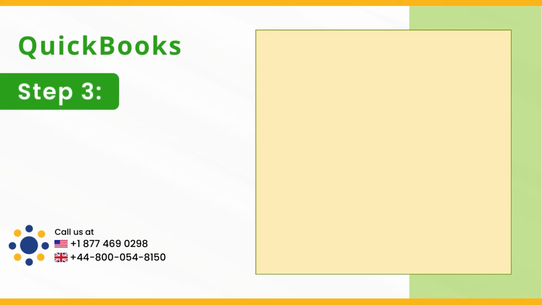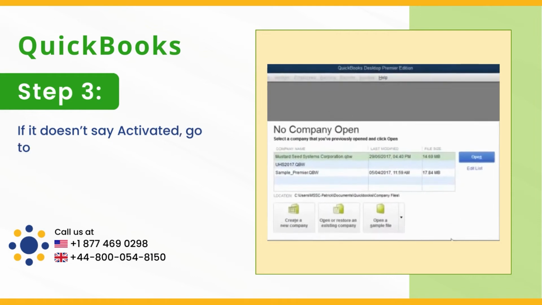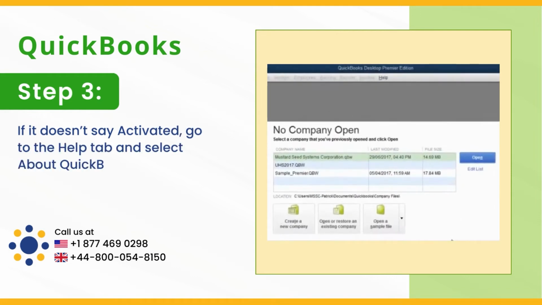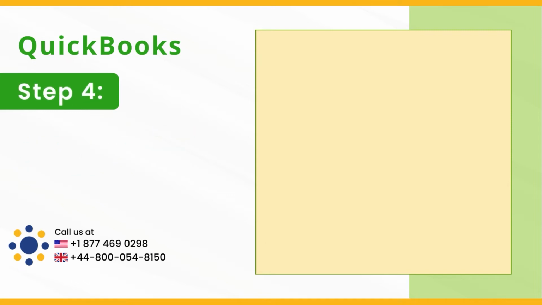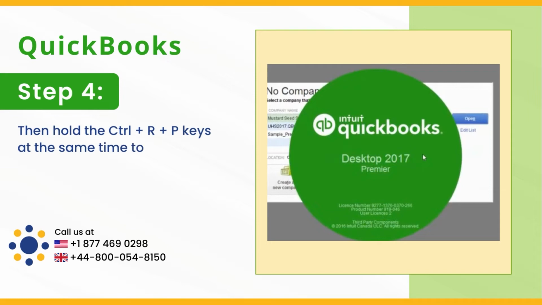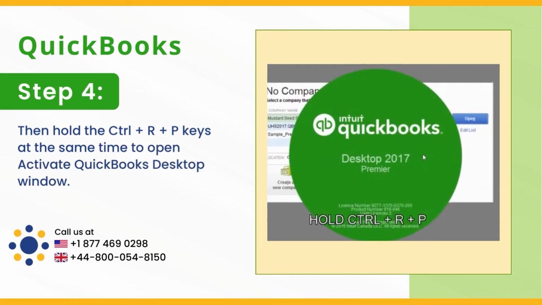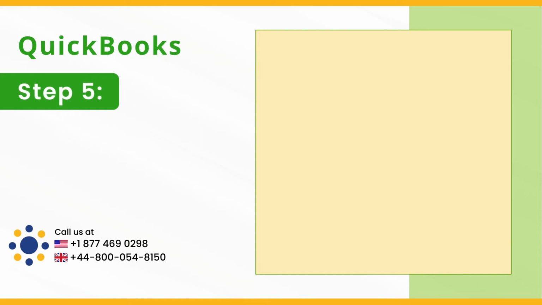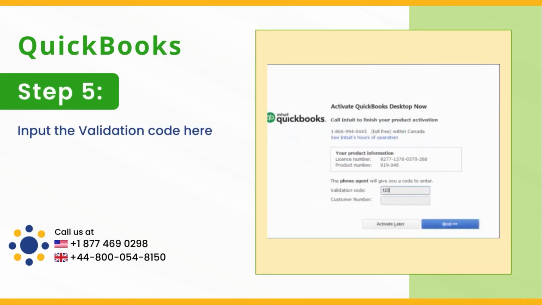Step 3. If it doesn't say activated, go to the Help tab and select About QuickBooks Desktop Premier Edition. Step 4. Then hold the Ctrl plus Alt plus P keys at the same time to open the Activate QuickBooks Desktop window. Step 5. Input the validation code here and click Next.